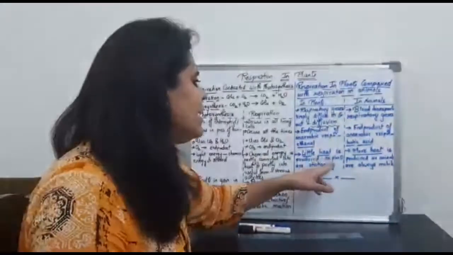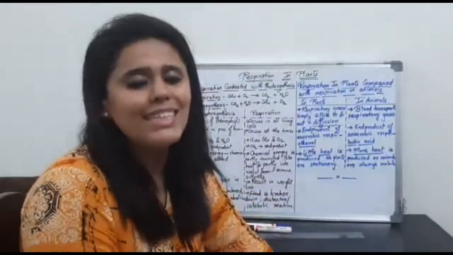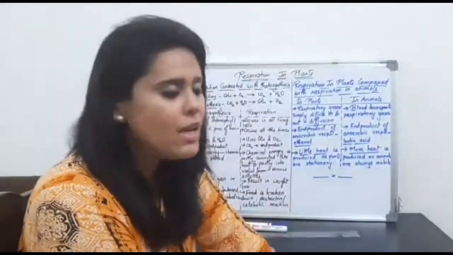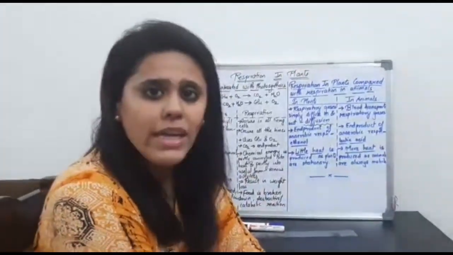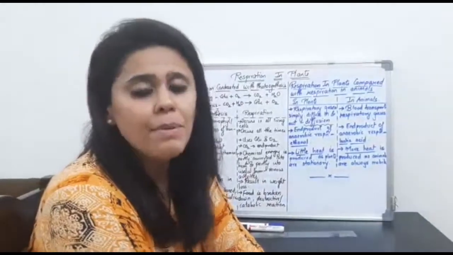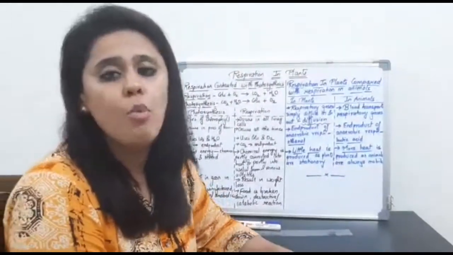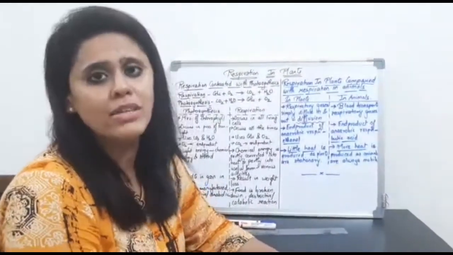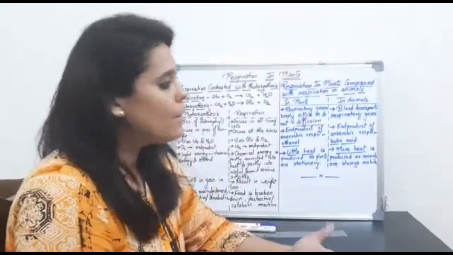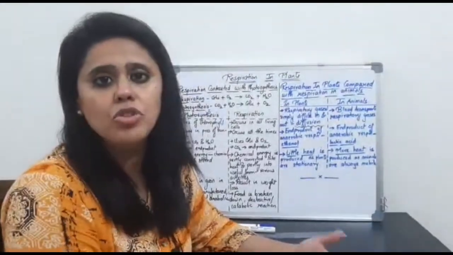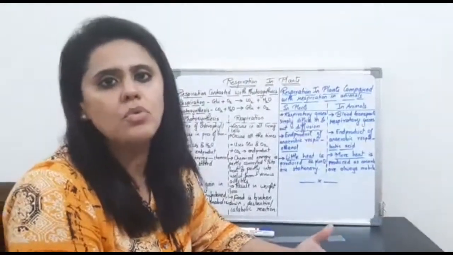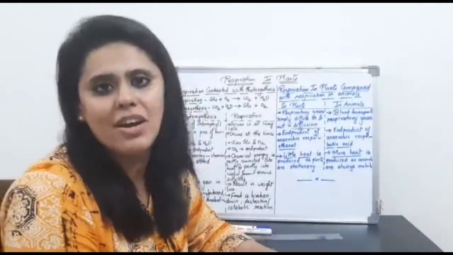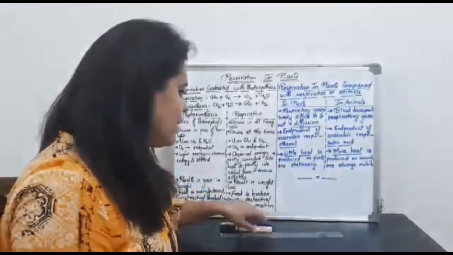So very little heat is produced in the plant body, whereas animal body is going to produce more heat as compared to the plant body. Why? Because their body shows more mobility. Their body is more mobile because definitely they have to move around in search of food, shelter, mating, etc. Right?